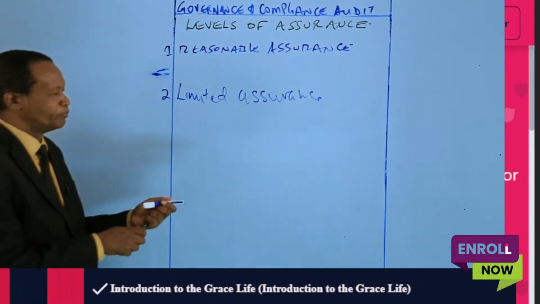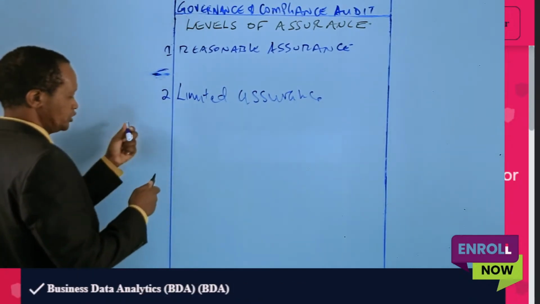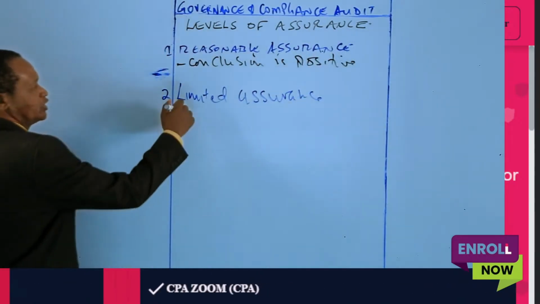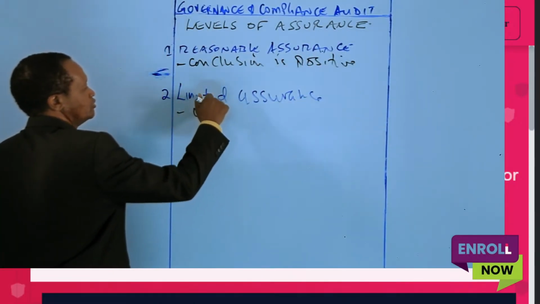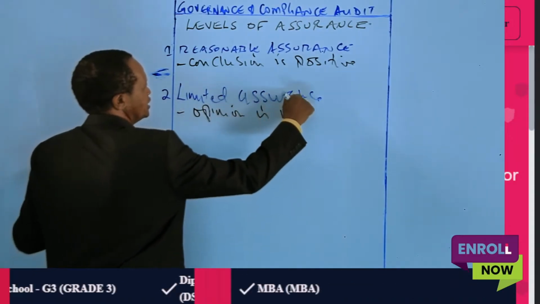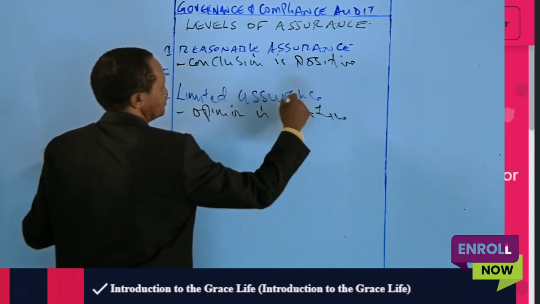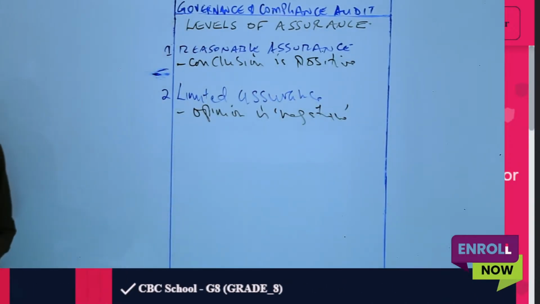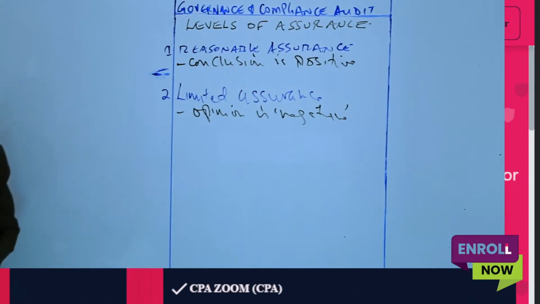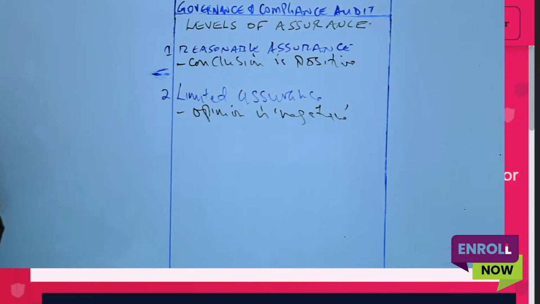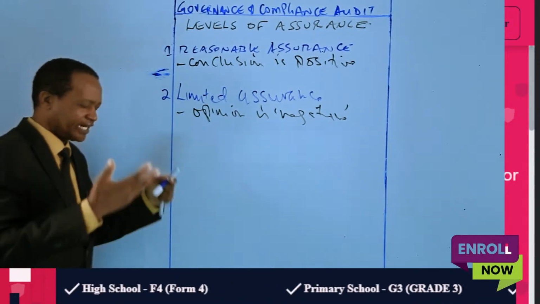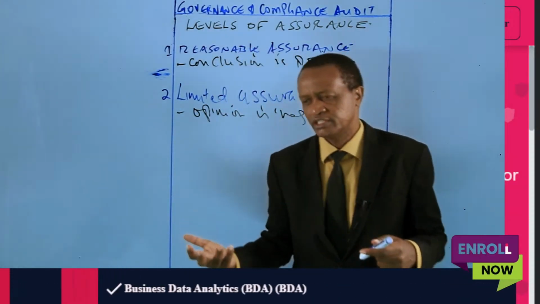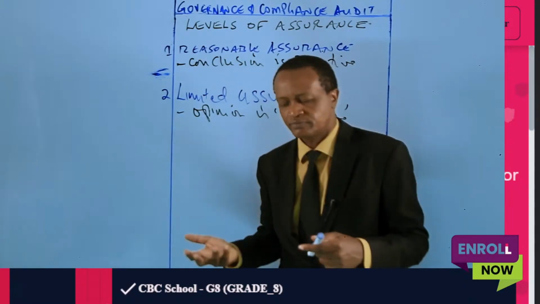Here we said the opinion or conclusion is positive. Here the conclusion or opinion is negative. What do we mean by negative? The opinion here is negative, stating that based on the work performed, nothing has come to our attention. That is what the report will read in a limited assurance.